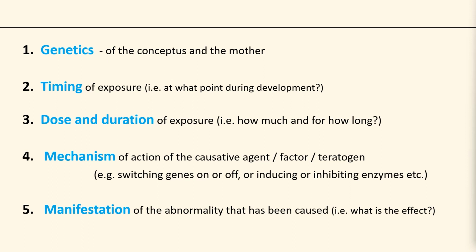Number 4 is the mechanism of action of that teratogen. How does it work? Does it switch genes on and off? Does it induce or inhibit enzymes? So for instance, in neurofibromatosis and the elephant man, there is a switching off of the tumour suppressor genes. Consequently, there is overwhelming growth, and these tumours appear over the whole body in response to migration and proliferation of the neural crest cells.